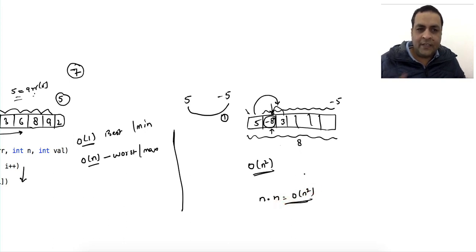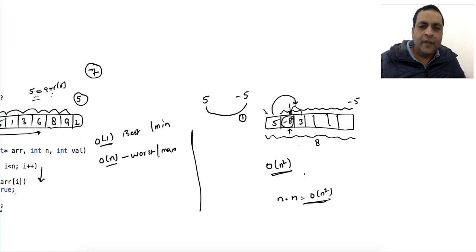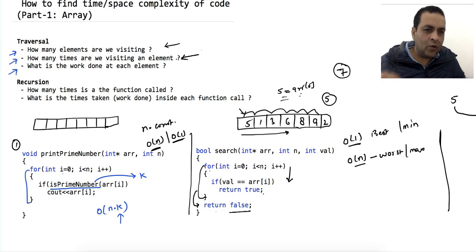In all of these cases, we are not considering the recursion. If there is recursion in your code, then recursion will also add to the time and space complexity. So if your code is recursive, then you need to ask these questions also. How many times is the function called?